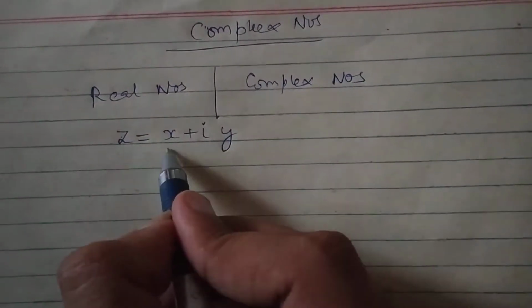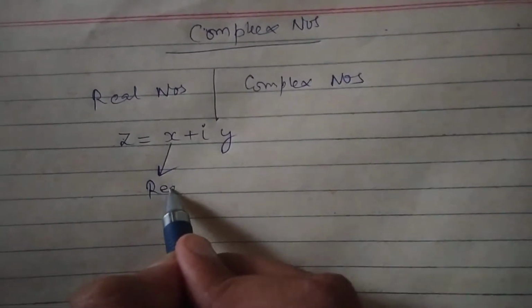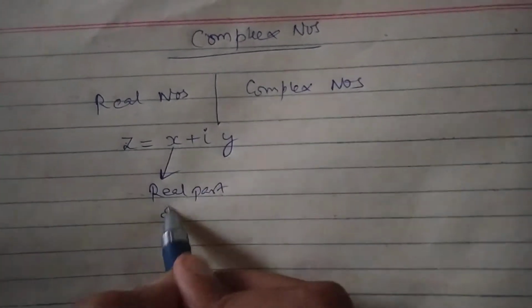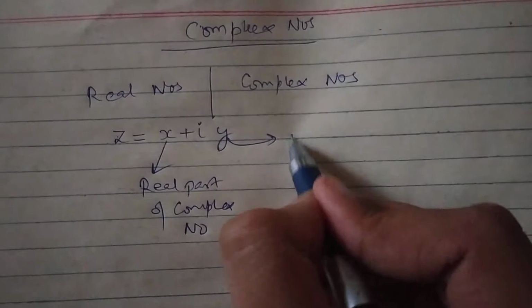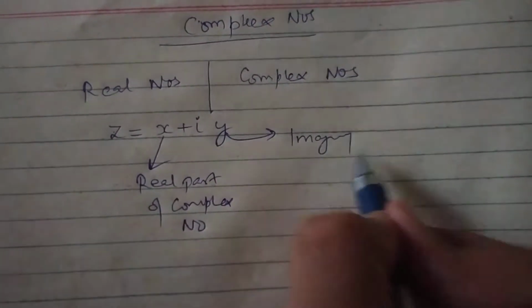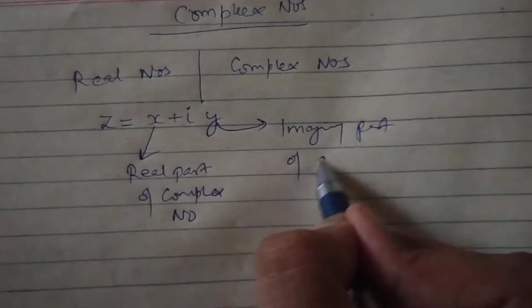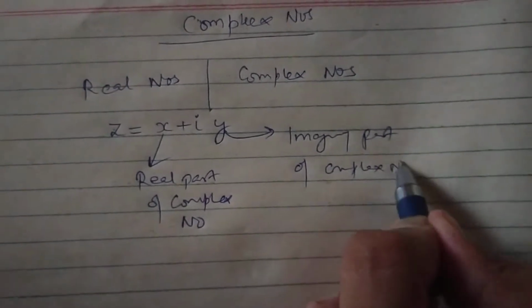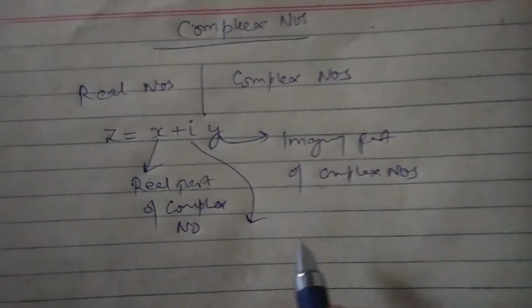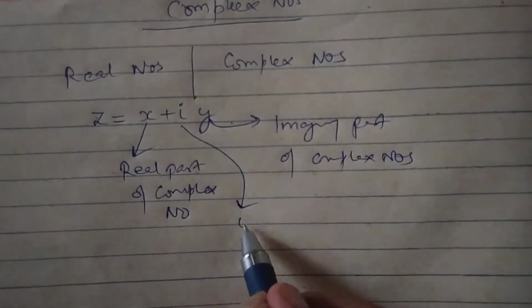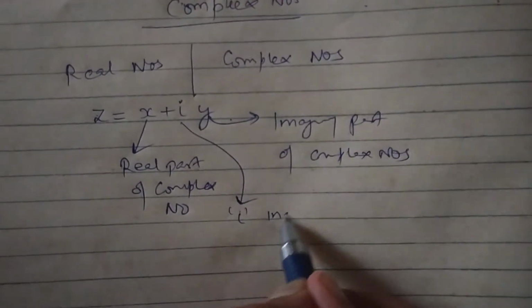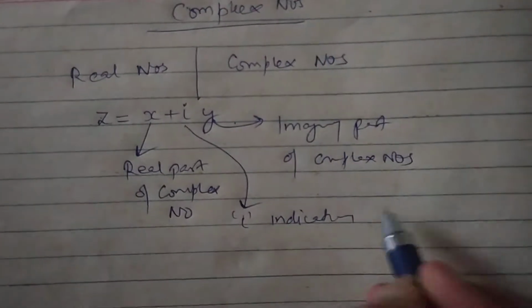Now, this x is the real part of the complex number, and this is the imaginary part of the complex number. Here the iota indicates that the y part is an imaginary number. Iota is just an indication of y being imaginary.